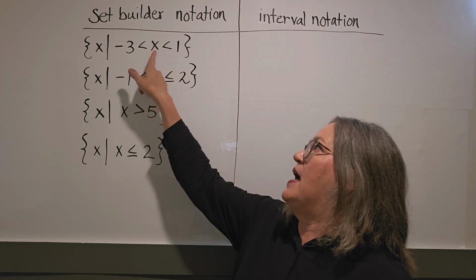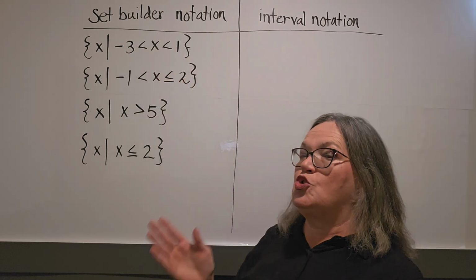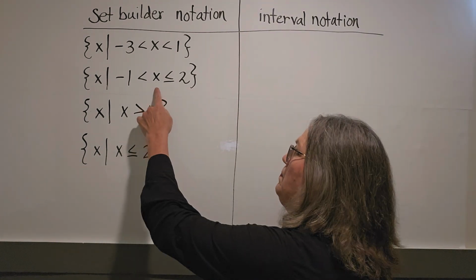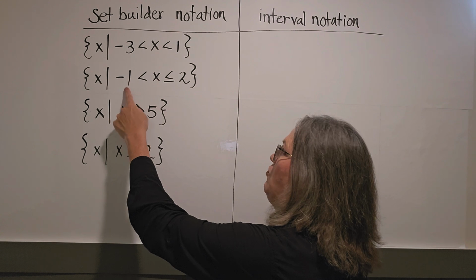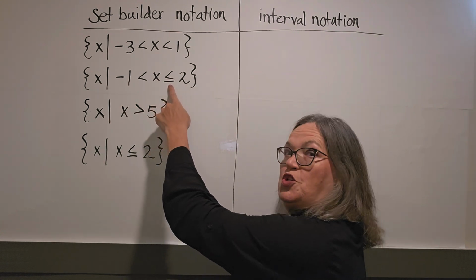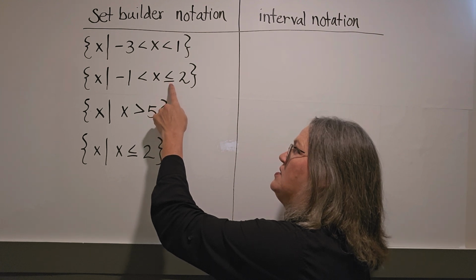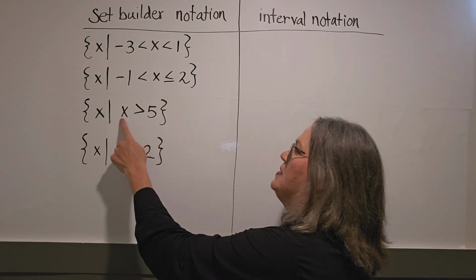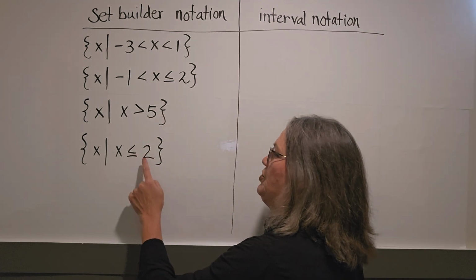So in this case, x must be greater than -3 and less than 1. So it's trapped between -3 and 1. And in this next example here, x is between -1 and 2, but it also includes 2. When you have a line under your inequality sign like that, it means it also could be equal to 2. Here we have x is greater than 5. And here we have x is less than or equal to 2.